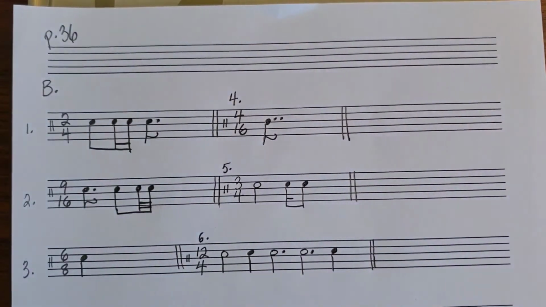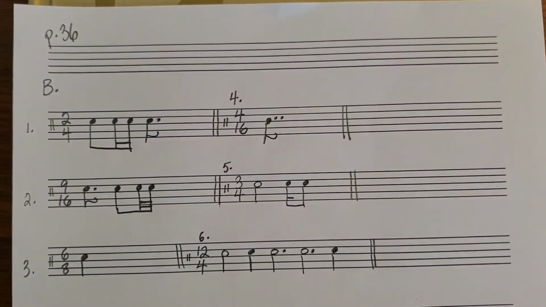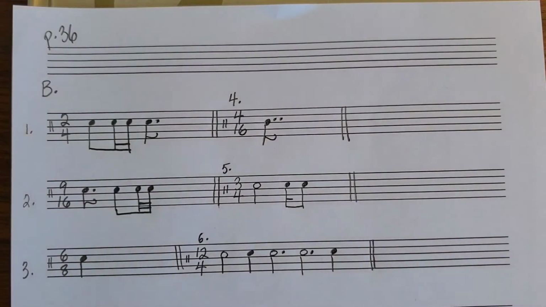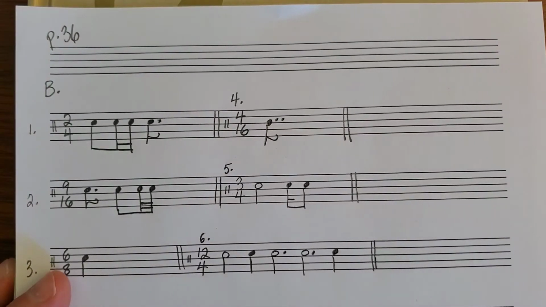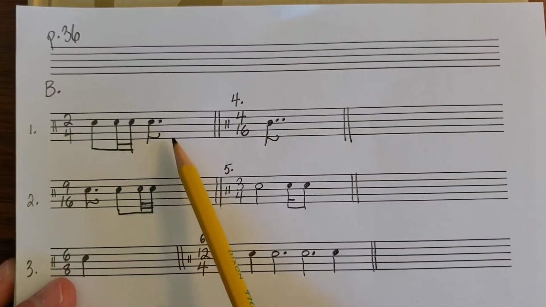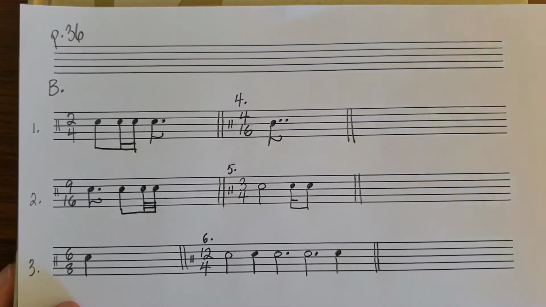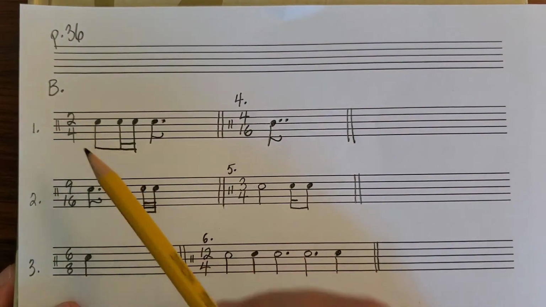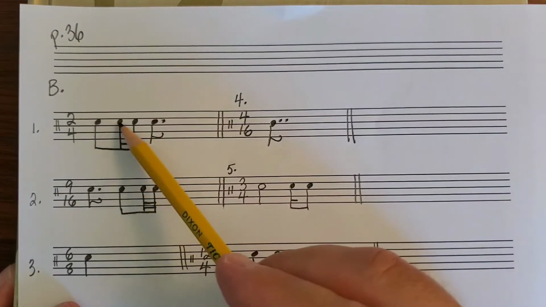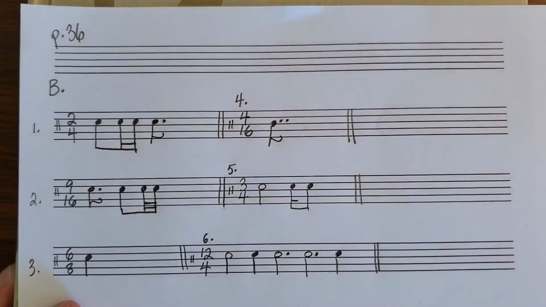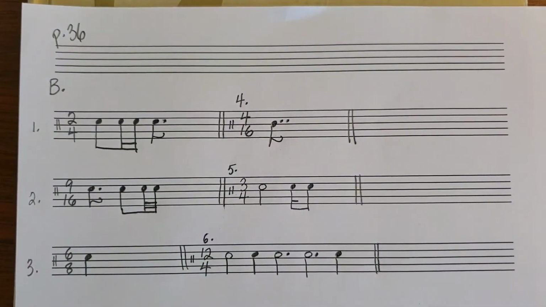This is still on that page 36, self-test 2-5, but it's part B, but I went ahead and copied it on my own piece of staff paper. The idea here is to add 1 or more rests to complete the measure. So for example, number 1 says 2/4 time, and this is the music that we have so far. And I want to put a rest, 1 or more rests, to indicate a full measure of 2/4.